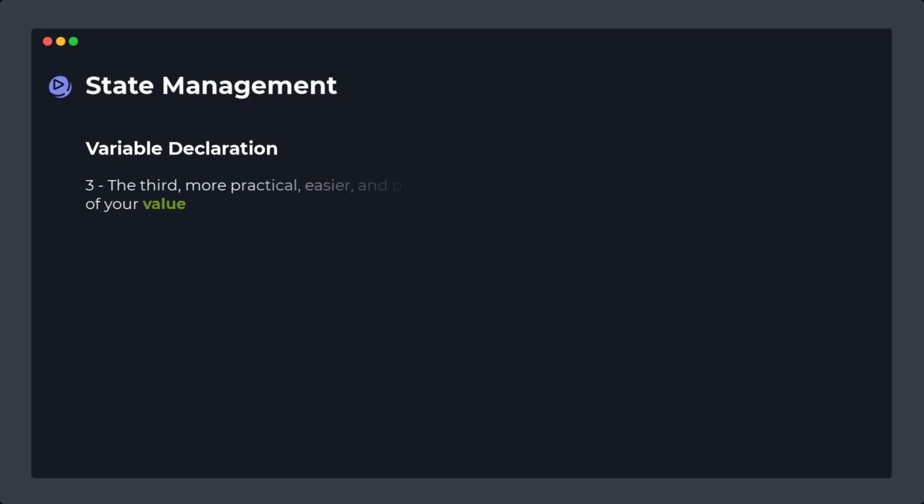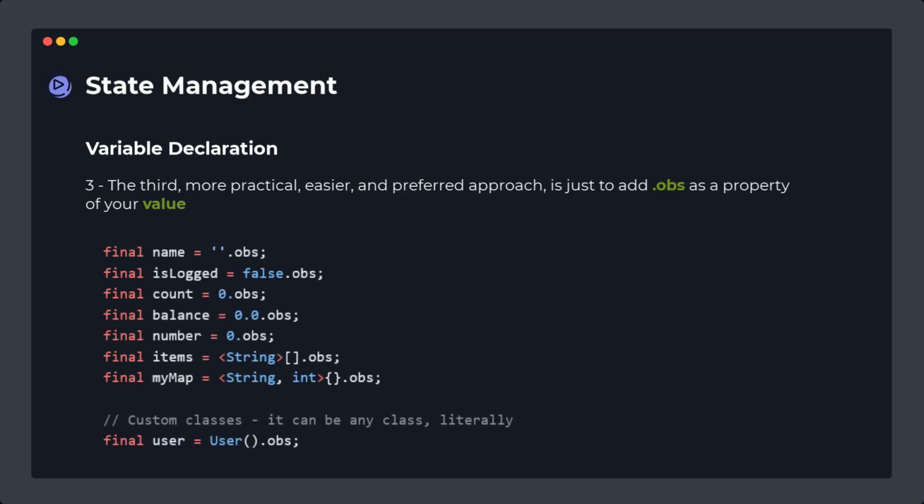And third, the more preferred approach, is to use .obs. Simply create your variable like you do usually, and then just write obs next to it. And same while declaring a class, you can see we have a user class. We create its instance. .obs is going to make that class observable.